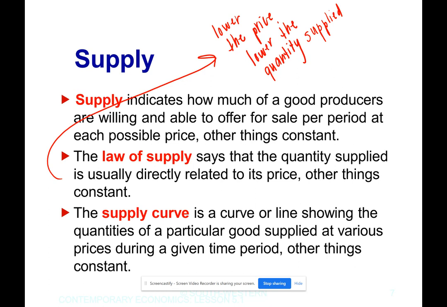And with that being said, with a higher price they want to make more money, right? So higher price, higher amount supplied.